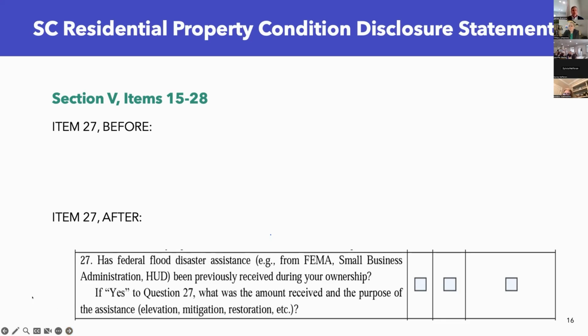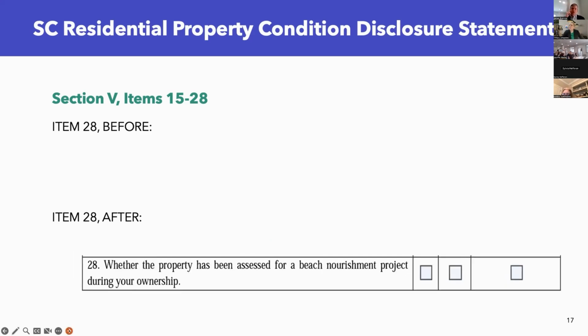And one last item that wasn't included before, number 28, talks about whether the property has been assessed for a beach nourishment project. I looked that one up, okay? Because I'm thinking about burying crabs or something, but that's not it at all. It's actually adding sediment or extending beach that is a beach nourishment project. Now, if we're talking about floods, why is that a logical question to ask?